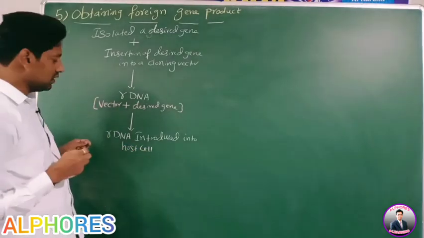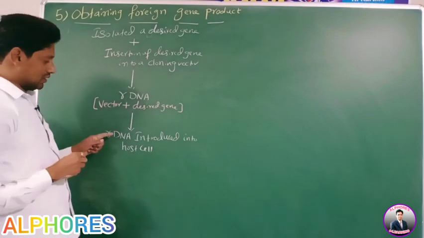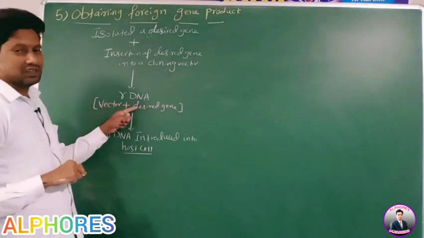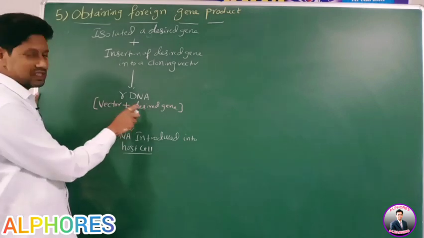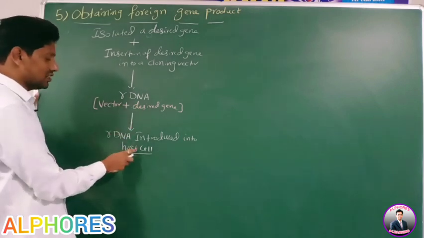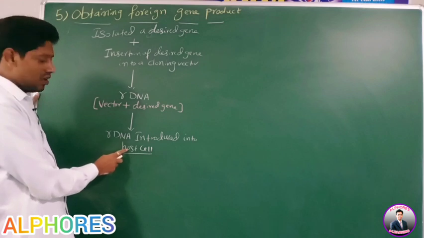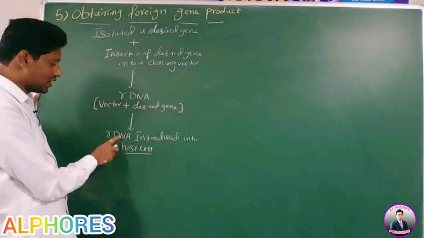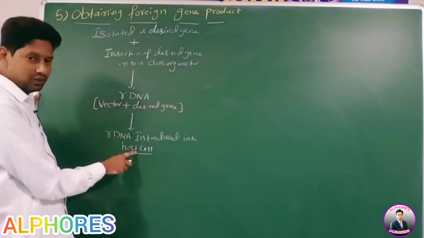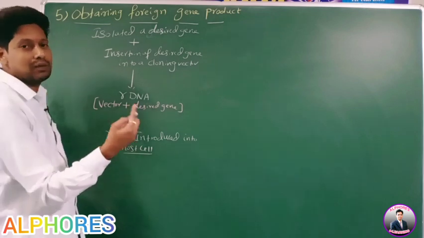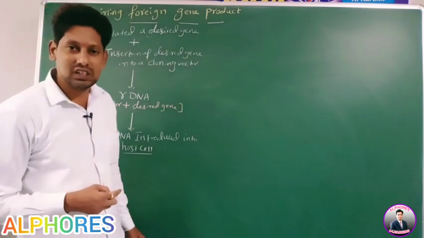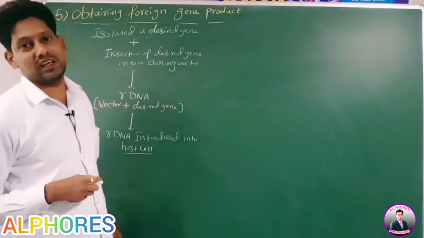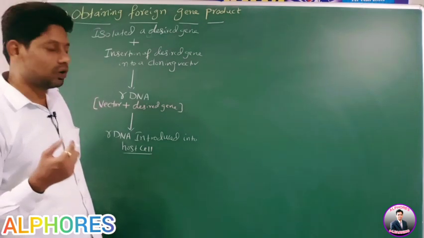Now listen to this statement. Sir, now where is the rDNA? Inside the host cell. rDNA means vector plus desired gene. It means now the desired gene is inside the host cell. Yes or no? Once rDNA is introduced into the host cell, the desired gene multiplies. It means gene cloning takes place.